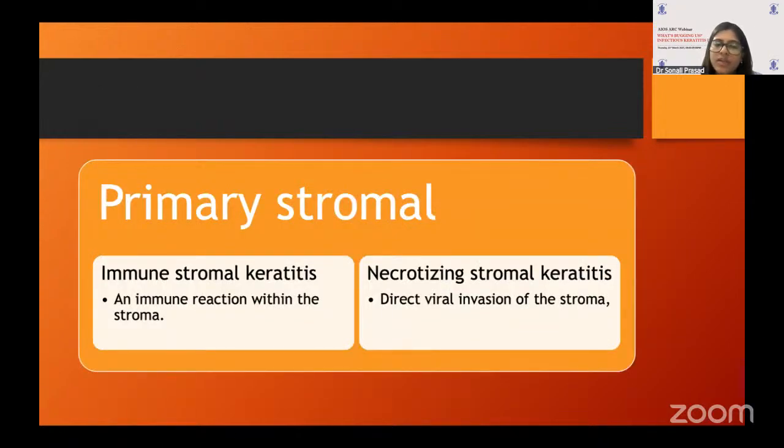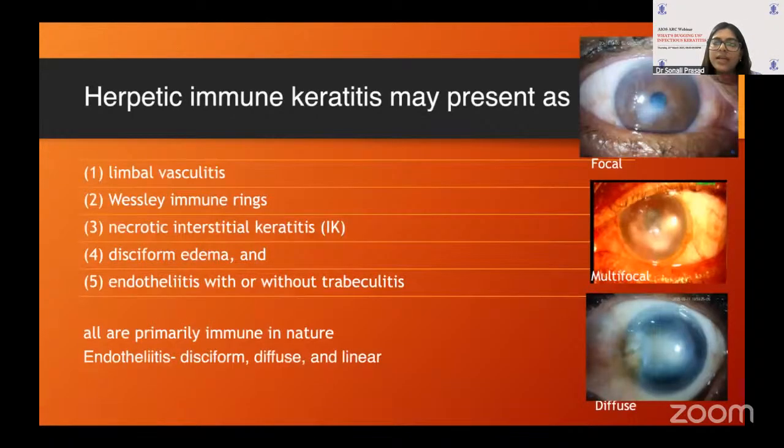Coming to stromal keratitis, it can be divided into immune stromal, with an immune reaction to the stroma, or necrotizing; easily, you can classify it as with epithelium or without epithelium. All the non-epithelial keratitis that we come across has some or other immune reaction with it. It can present as limbal vasculitis with a Wessely immune ring, necrotizing interstitial keratitis, disciform edema, or an endothelitis with or without trabeculitis. The endothelitis variant can be in disciform, diffuse, or linear patterns.